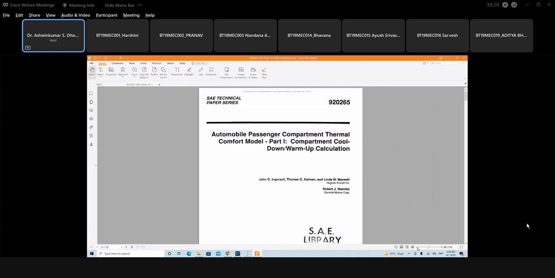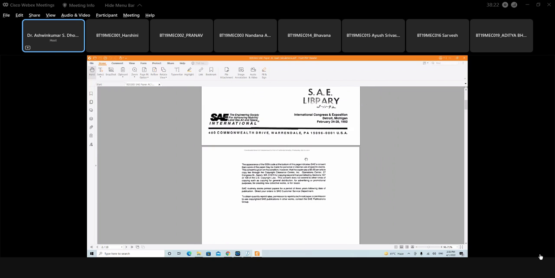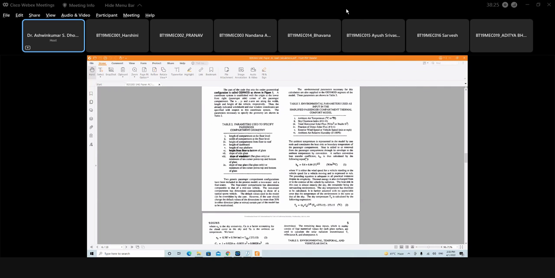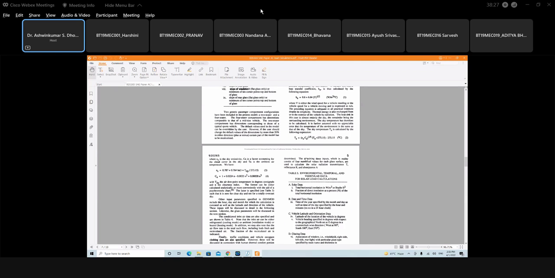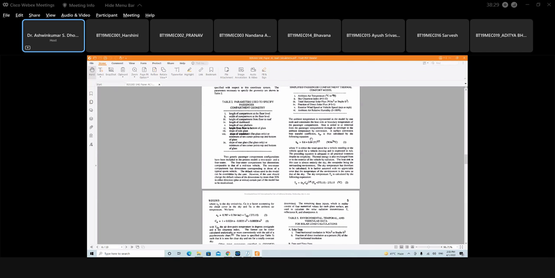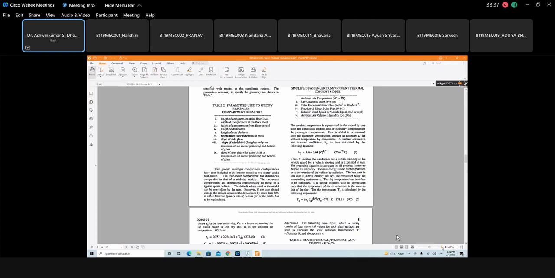Automobile passenger compartment thermal comfort model 1. तो सर इसमें कुछ कुछ आपको रिलेशनशिप दिए हुए हैं. So you can use that. ये जैसे surface convective heat transfer coefficient is thus calculated by the following equation. So please pay attention. Here he has given you the equation.